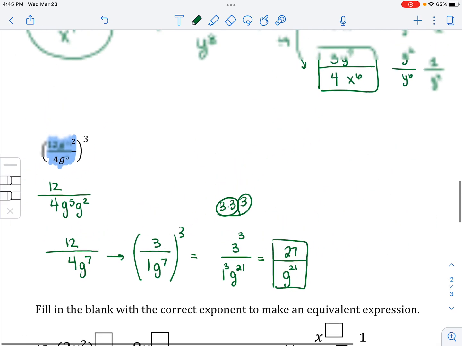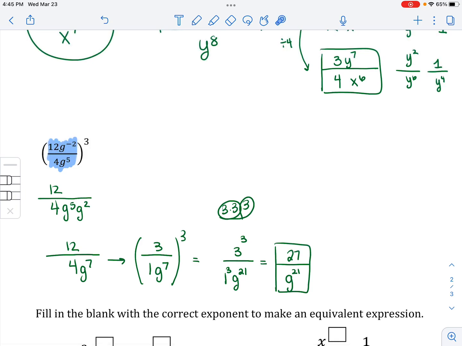So my suggestion to you guys is think about simplifying the inside of this first and then raising it to the third power. So figure out what this inside is, get it simple, and then worry about that exponent here. And that might make it easier.